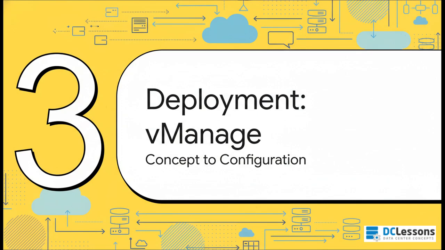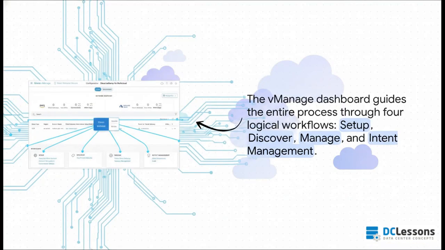We're going to move from theory to practice and walk through the actual deployment workflow inside the Cisco vManage controller. Okay, this screen is basically your command center for everything multi-cloud. The whole process, from A to Z, is guided by these 4 logical steps you see at the bottom: setup, discover, manage, and intent management. It's designed to be a clear path that takes you from the initial setup all the way to a fully running, policy-driven network.